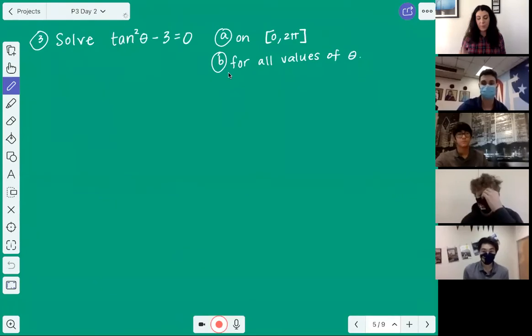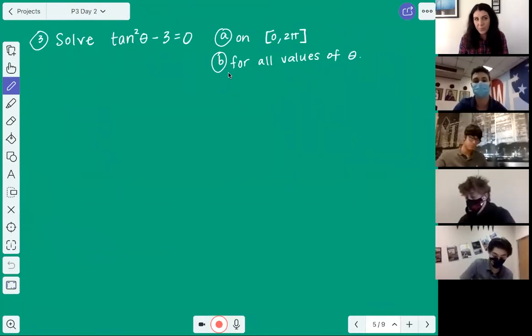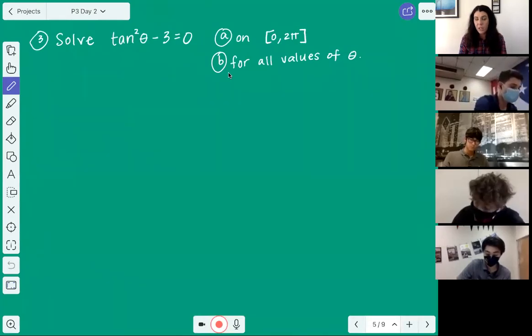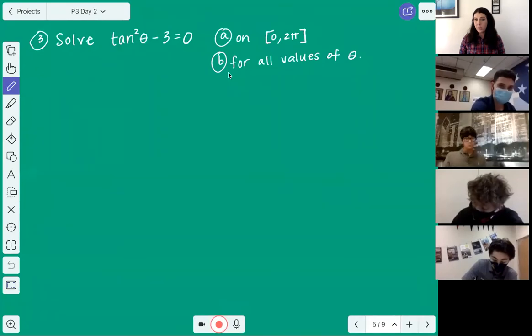Okay, next one. Now it's going to get a bit trickier. So this one says solve tan squared theta - 3 equals 0. We're first going to do this on 0 to 2 pi. And then we're going to do it for all values of theta. And there's a bunch of questions on your quest that have this like all values of theta. And I want to talk through how we actually solve those. Okay, so go ahead and write this down. I would write down your A and your B also, so that you know what the difference of our answers is going to look like. So we have solve tan squared theta - 3 equals 0 on 0 to 2 pi, and then for all values of theta.